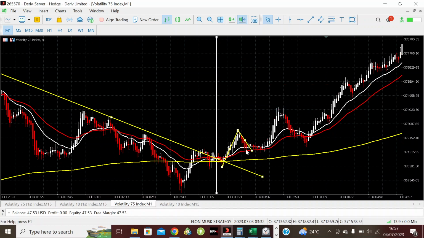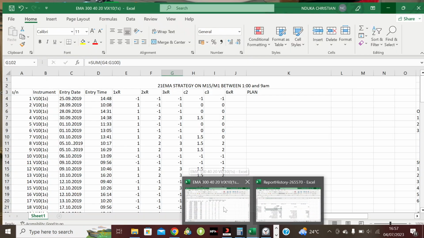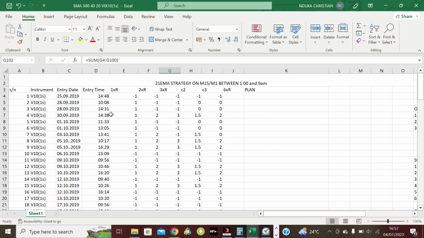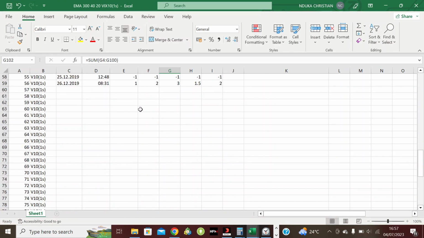Okay, the reason why I'm using this risk is because I've backtested this strategy, and I will show you guys now. You can see this is the report of that strategy.